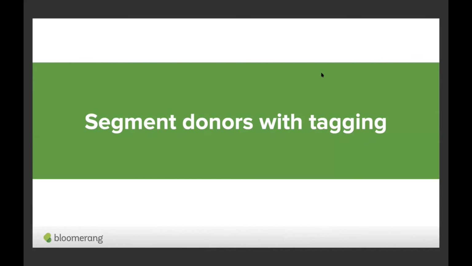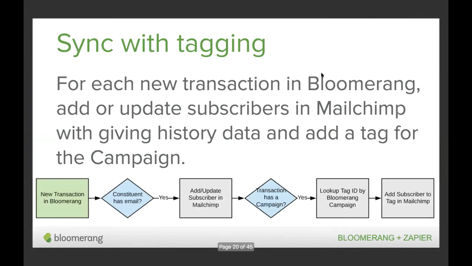Now, we are actually going to take this use case a step further today by demonstrating an automated sync paired with tagging for fundraising activity, because this is going to allow us to create easy segments in our Mailchimp audience. So we are going to focus on a sync of Bloomerang donors with tagging based on the constituent's giving focus.